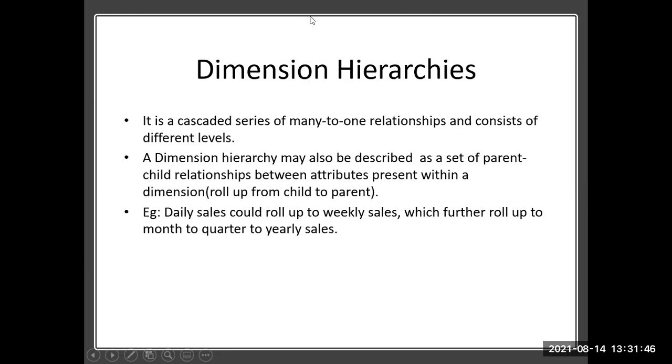Coming to the next point, dimension hierarchies. Hierarchy means a parent-child relationship. You have learned in Java, advanced Java, the concept called inheritance. In the same way, in your dimension table, the dimension table itself gets extended. It is a cascaded series of many-to-one relationships. Many entities or many dimension tables are getting connected to one.